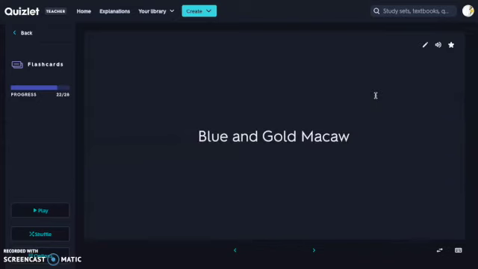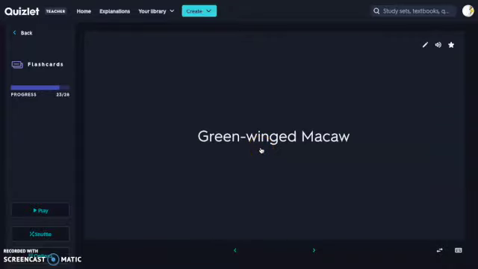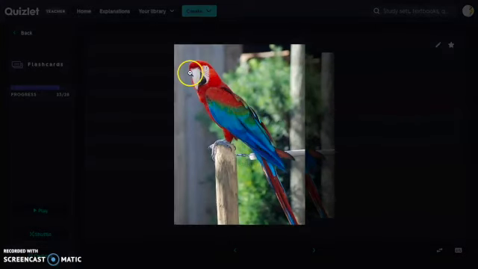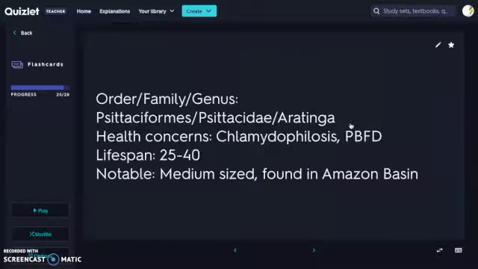So that is a blue and gold macaw, right? We have the blue and the gold. We have that bare patch on its face. Then we have a green-winged macaw, and we have a green wing right there. So that is our green-winged macaw, and again, that giant beak. And then we have a scarlet macaw. Scarlet macaws have yellows and reds and blues all on their tails as well. These might be more the ones that you're used to seeing.